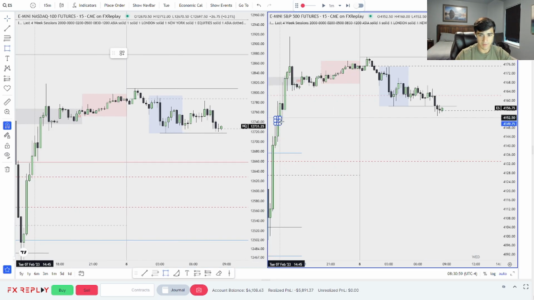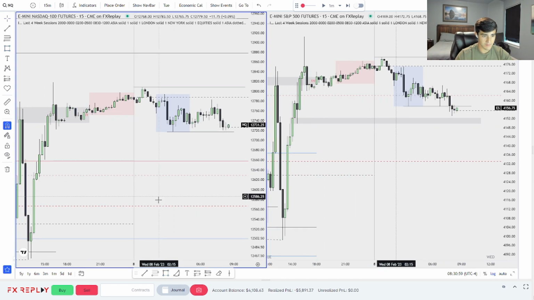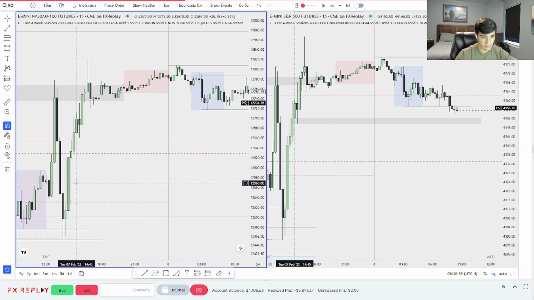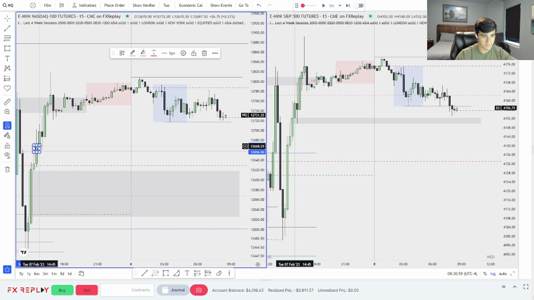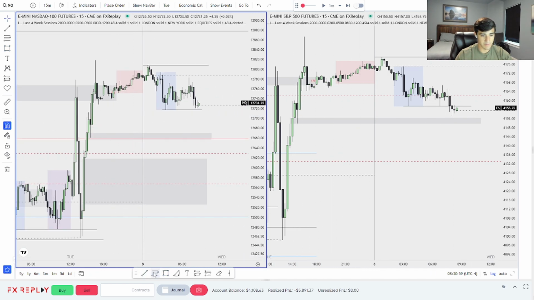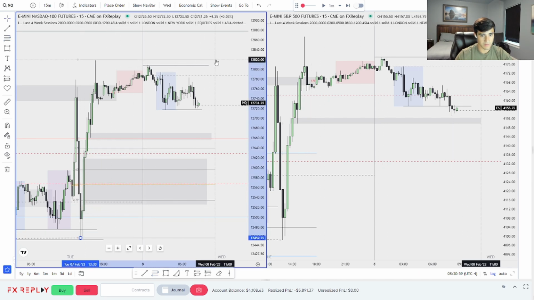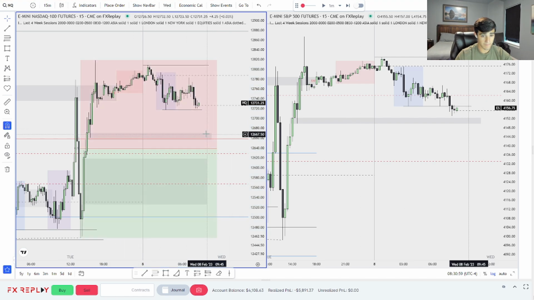We've got 15-minute imbalances. The market could seek these. There's this large 15-minute imbalance down here. There's this tiny imbalance. And let's see, where is 50% of the range? I'm gonna leave this right here. Not that.